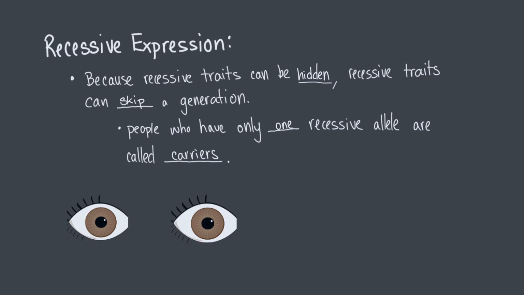This example does not have any sad consequences. It's just eye color. But if both parents were heterozygous for their brown eyes, so they had one brown eye allele and one blue eye allele, because brown eyes is dominant, both parents would have brown eyes, but it would be possible for them to have a child that inherits the recessive trait from mom and the recessive trait from dad. So the child could have two recessive alleles, in which case they would have blue eyes.